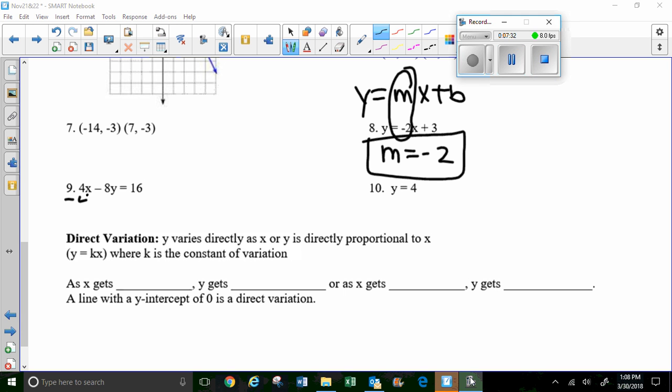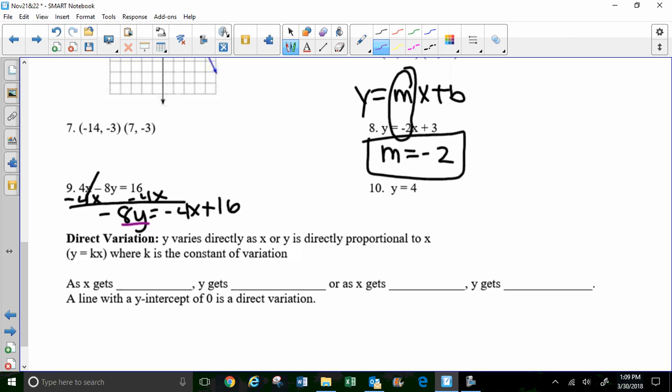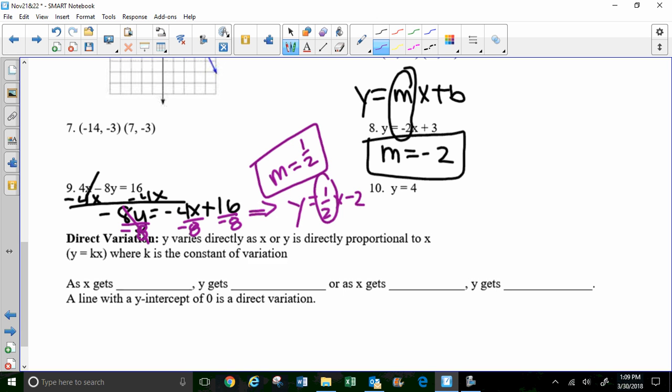I'm going to start by subtracting 4x on both sides, which will give me -8y is equal to -4x plus 16. Divide both sides by the coefficient in front of y, and simplify. So that gives me y equals 1/2 x minus 2. So my slope is going to be 1/2, the number in front of x.